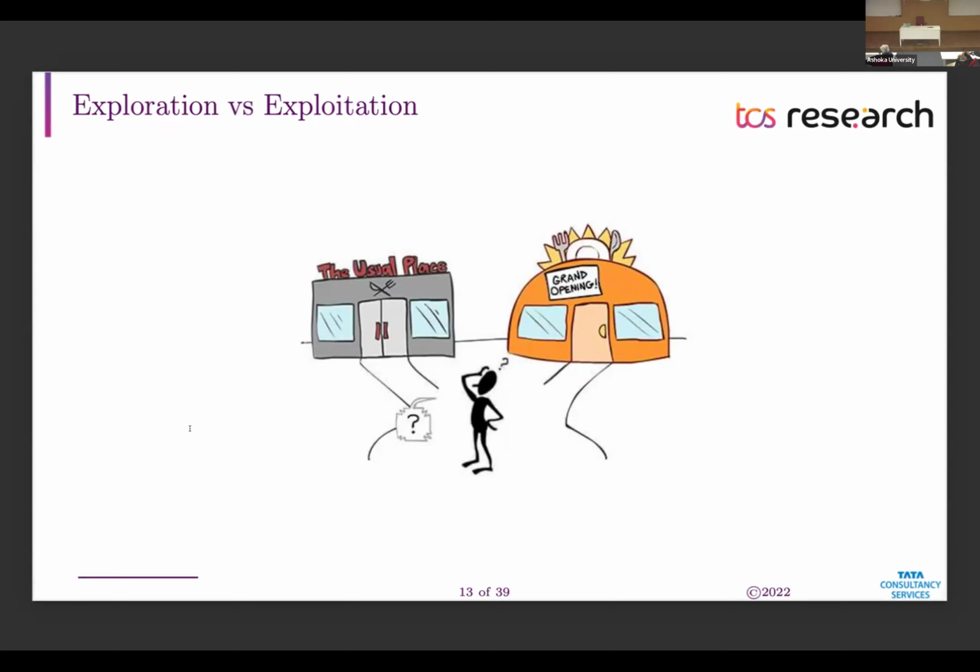Maybe you missed a better alternative, something which could have improved your future experiences. So this is the exploration versus exploitation dilemma, or trade-off, which a bandit problem captures in a very formal way, and you can study it in a very formal way.